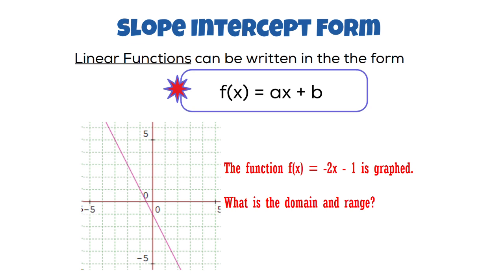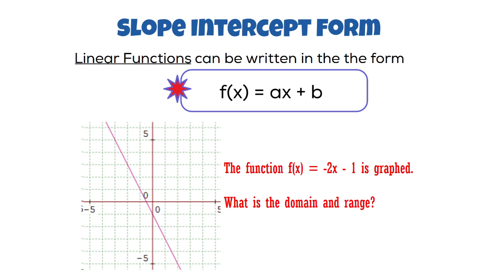All right, so you can see here that the function f of x equals negative 2x minus 1 is graphed over here. And remember, this is your y-intercept. And the negative 2 is the slope. Think of it over 1. And that'd be your rise and run. So you'd rise a negative 2, run 1.